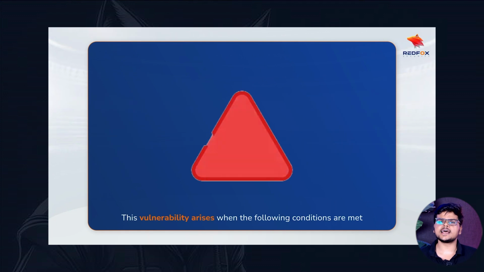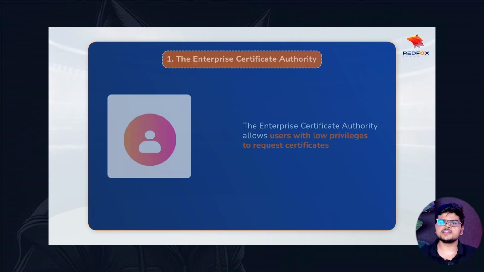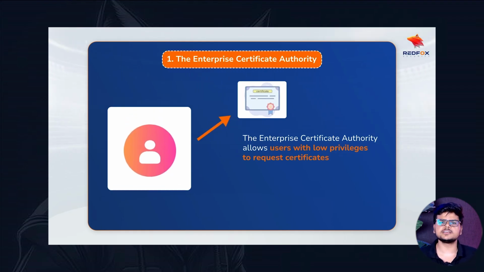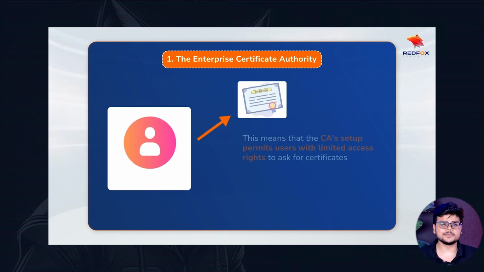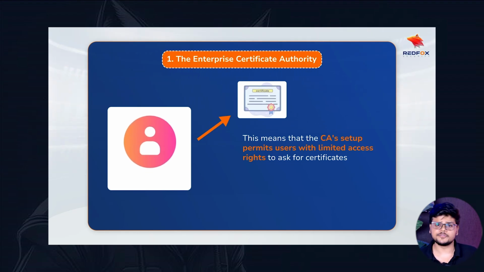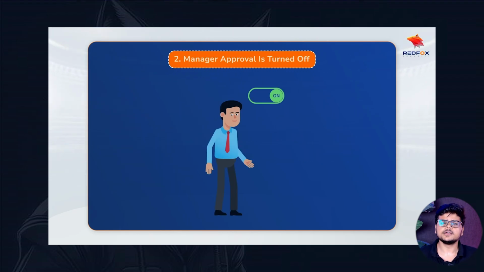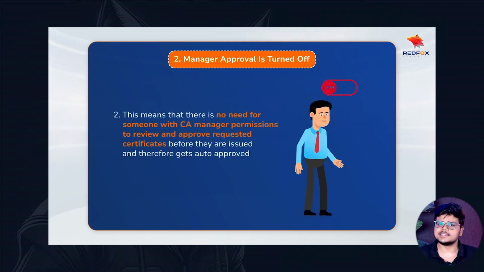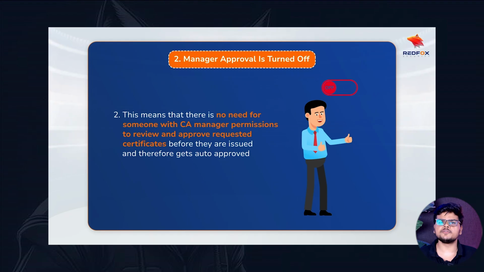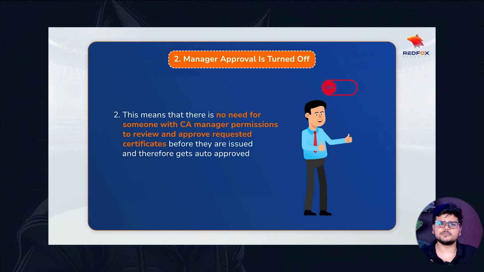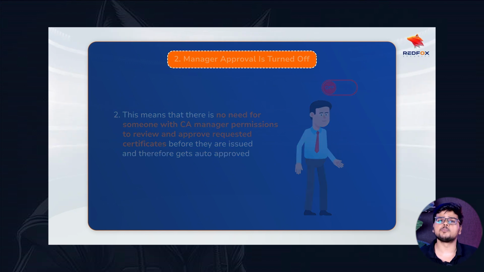This vulnerability arises when the following conditions are met. The first condition is the enterprise CA authority allows users with low privileges to request certificates. This means that the CA setup permits users with limited rights to ask for certificates. The second condition is that manager approval should be turned off. This means that there is no need for someone with CA manager permissions to review and approve requested certificates before they are issued and therefore gets auto-approved.